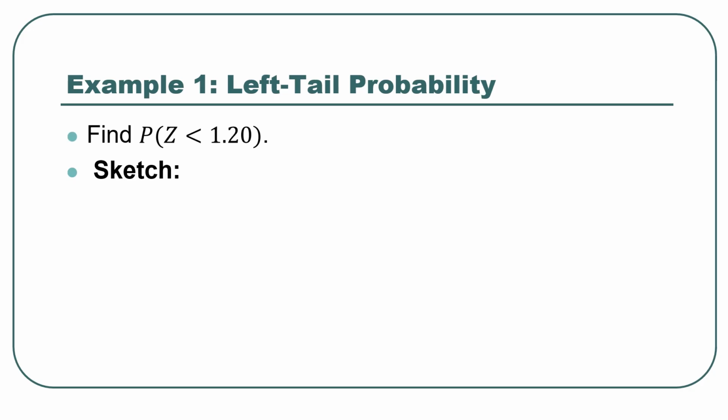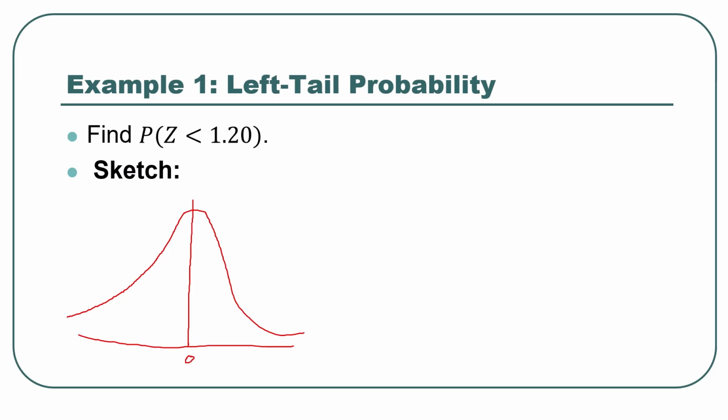Now let's see this example. I want to find the probability of z less than a specific z value, which is 1.20. And I will use the standard normal table to quantify this probability. First, let me sketch the graph. Since this is z, I am gonna graph the standard normal distribution, which is centered at the 0 point, and this is a positive z value, so it will be to the right of my 0 at exactly that value.